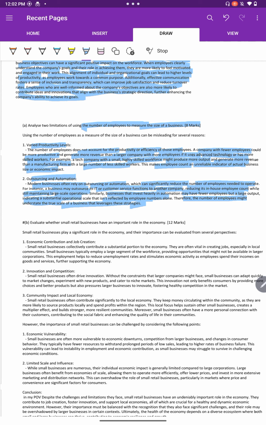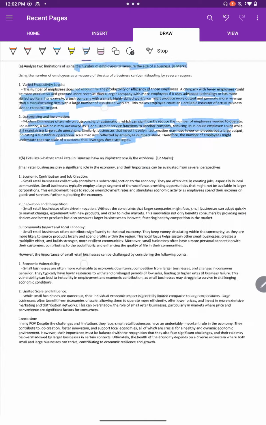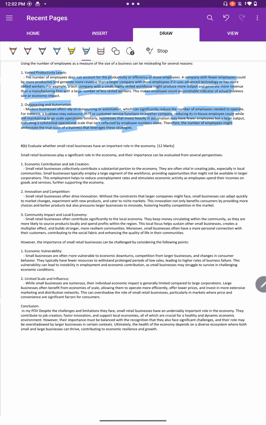So this is my 8 marker question. Okay. So now let's see part B. The first one is: evaluate whether small retail businesses have an important role in the economy. Small retail businesses play a significant role in the economy, and their importance can be evaluated from several perspectives. So this is my positive point, this is my negative point, and this is my conclusion.